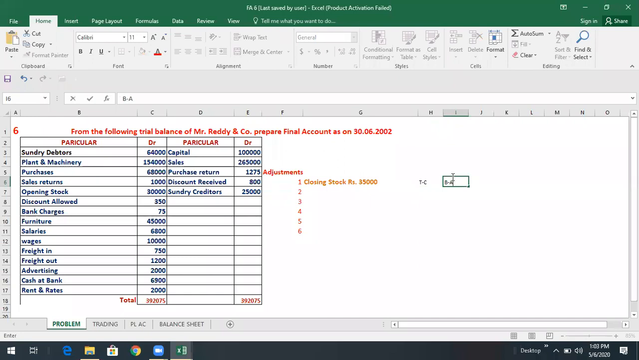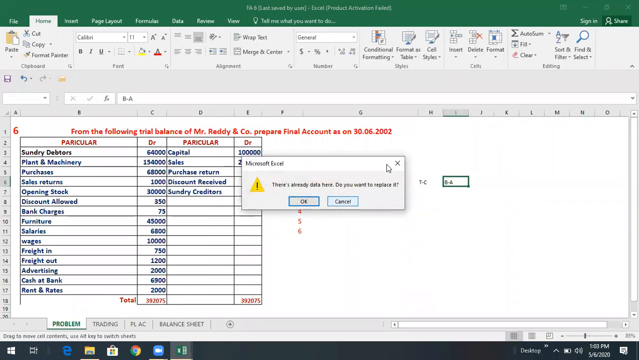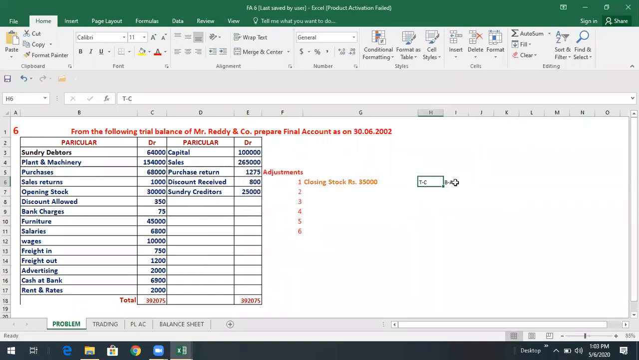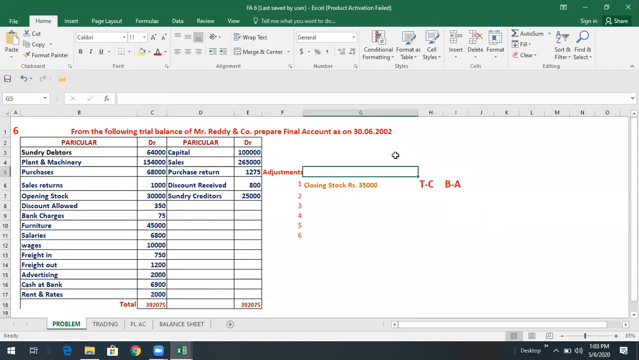asset side. So that you know very well, every adjustment we have to enter 2 times in the final account. Here, luckily, in this problem we have only one adjustment. The adjustment is closing stock. So the value is 35,000 rupees.